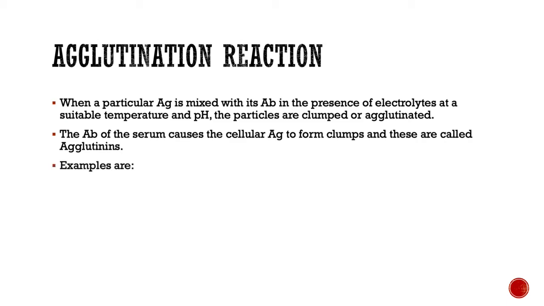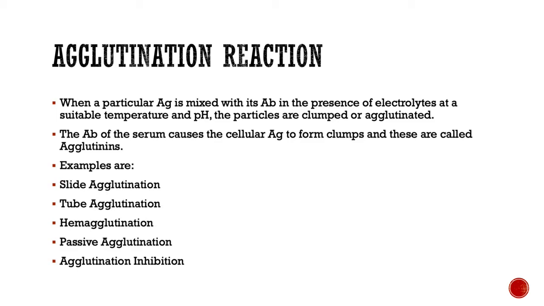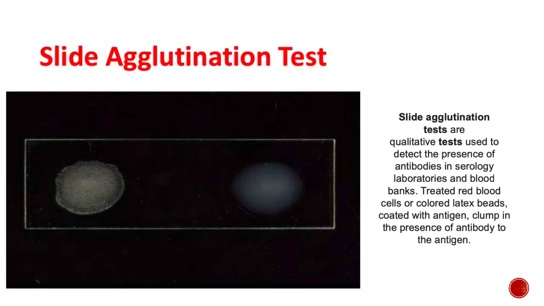Different kinds of examples are present in the agglutination reaction, like slide agglutination, tube agglutination, hemagglutination, passive agglutination and agglutination inhibition. Now let us see. The first one is the slide agglutination. It is basically one qualitative test. What is the meaning of qualitative test? Qualitative means the result will show you only whether it is positive or negative. It will not give any kind of quantification.